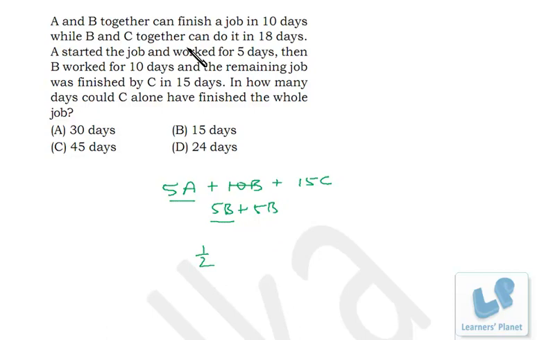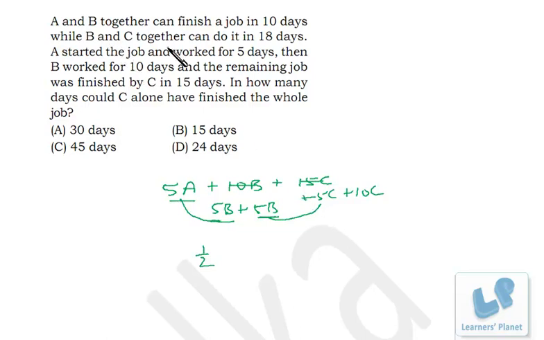Plus B and C together can do this work in 18 days, right? Now that means 5B plus 5C plus 10C. I am breaking this 15C into 5C and 10C. Now this 5A plus 5B is already done. This 5B plus this 5C, right?